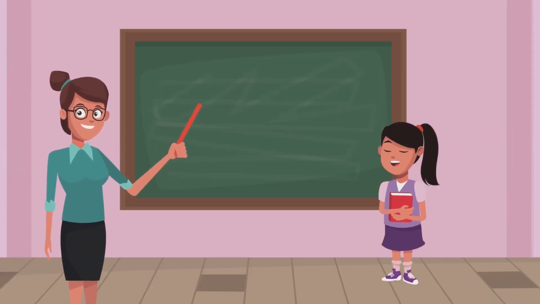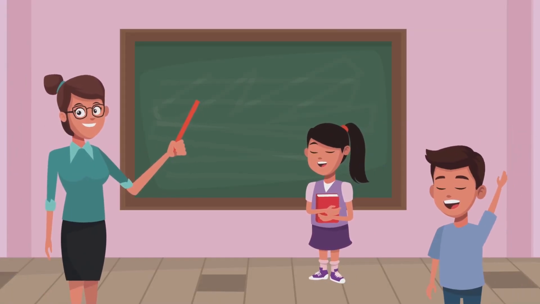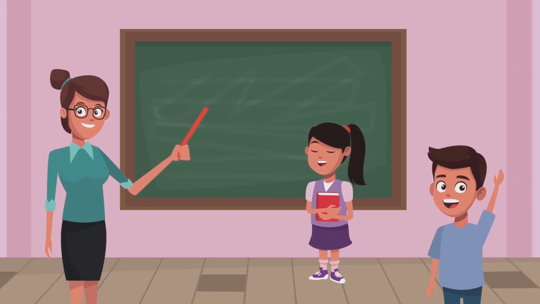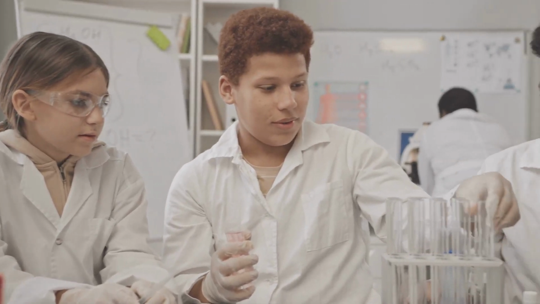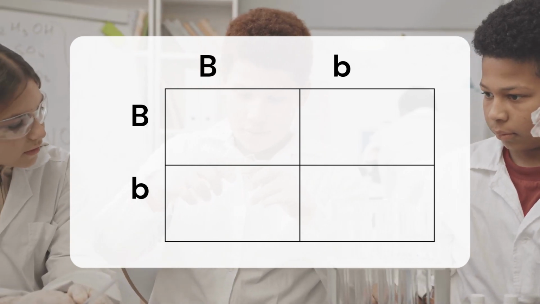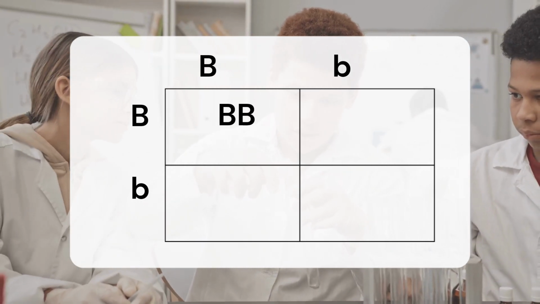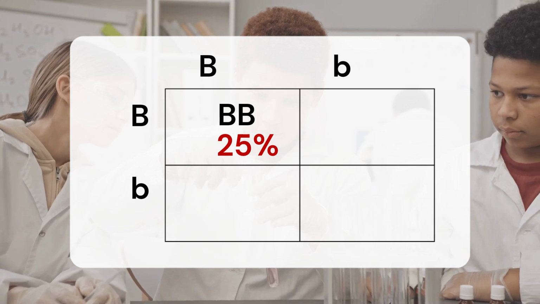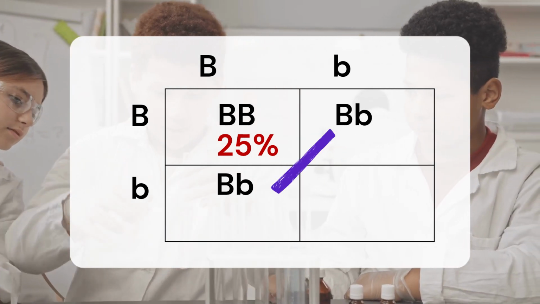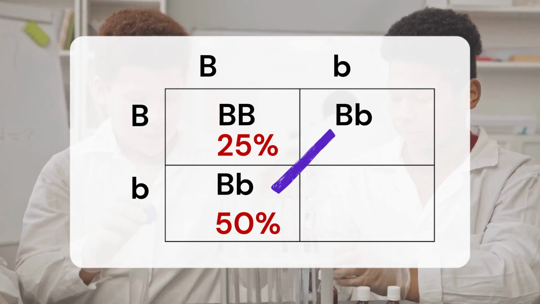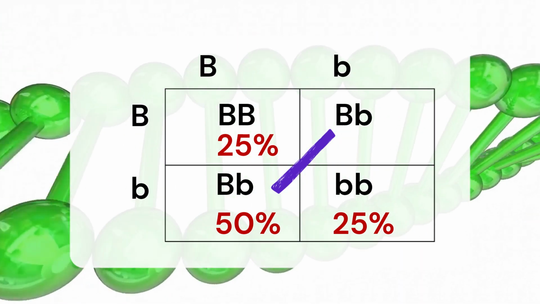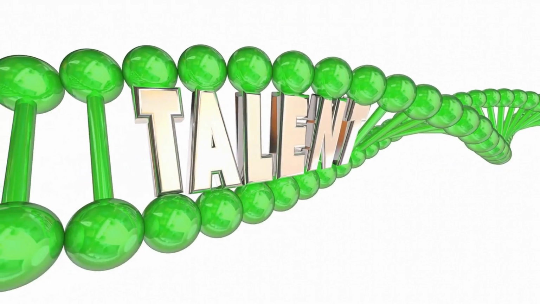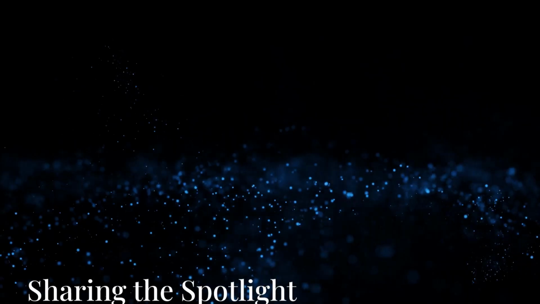A helpful tool for visualizing this is the Punnett square, which predicts possible genotypes and phenotypes of offspring. If both parents are heterozygous for a trait, the Punnett square shows a 25% chance of 2 dominant alleles, 50% of 1 dominant and 1 recessive, and 25% of 2 recessive alleles. Understanding these patterns helps explain why some traits skip generations, while others appear more frequently.